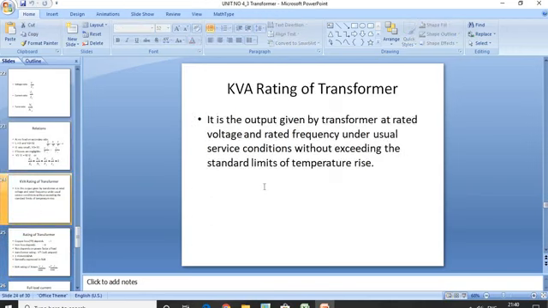Now KVA rating of the transformer. KVA rating of the transformer is the output given by transformer at a rated voltage and rated frequency under usual service conditions without exceeding the standard limits of temperature rise.